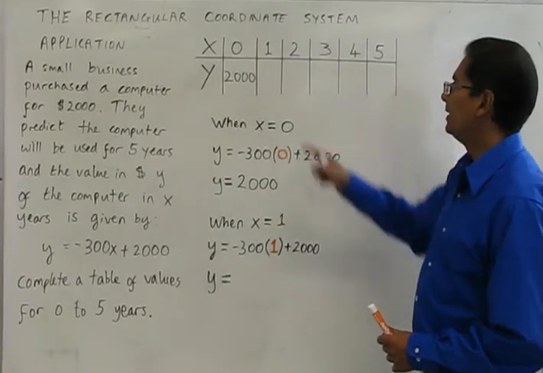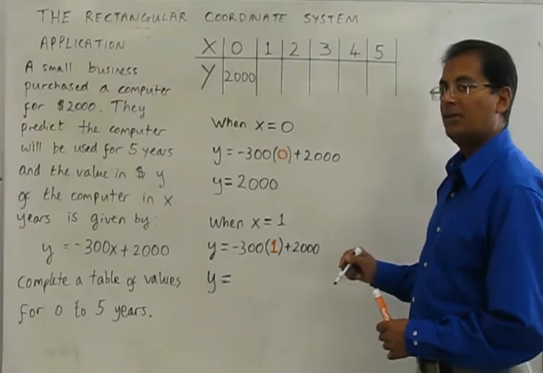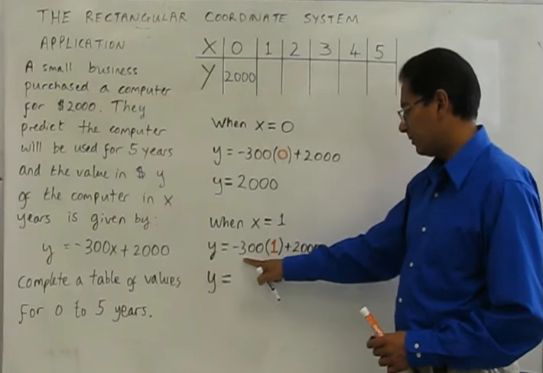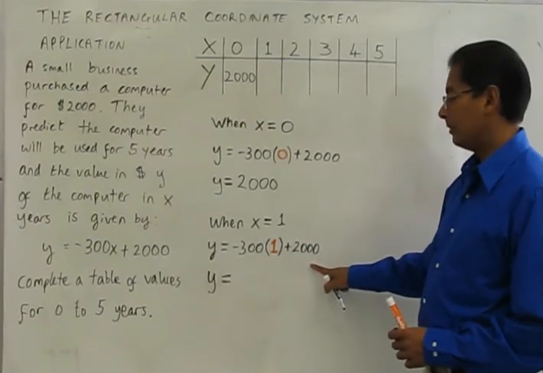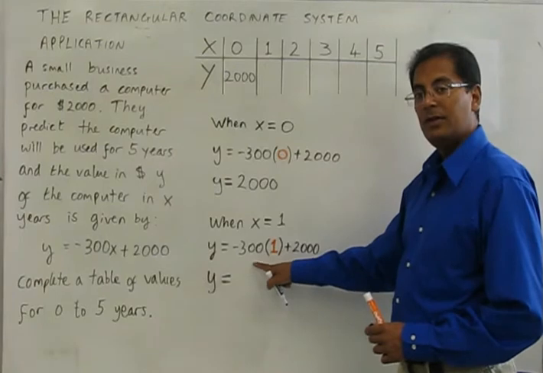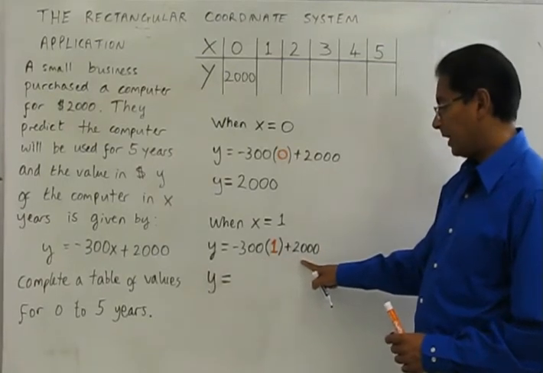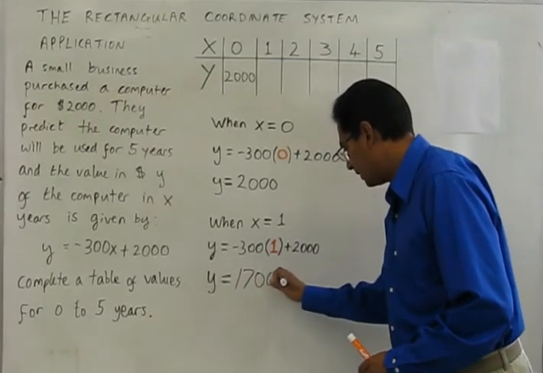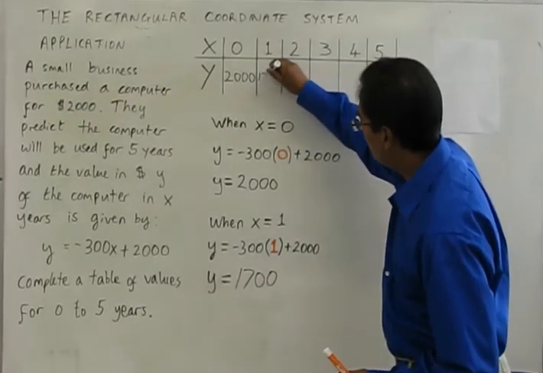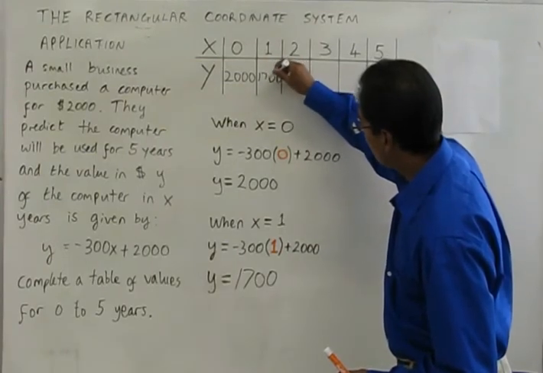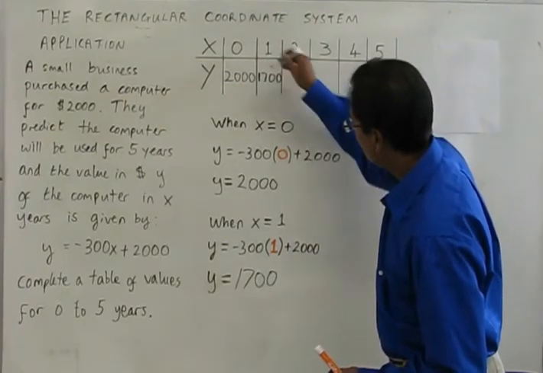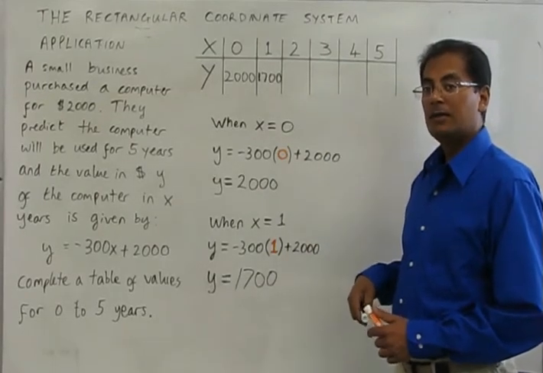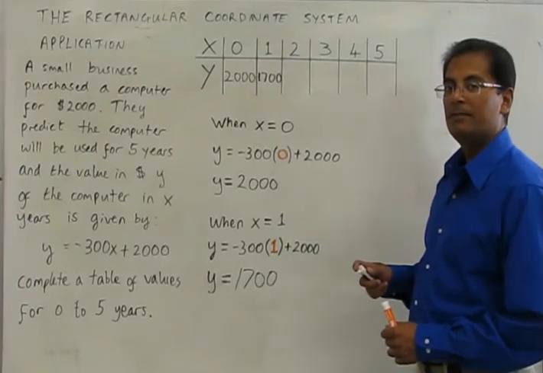Okay, so similarly now if X is 1, that's 1 year out from now. If X is 1, the value is going to be Y equals negative 300 times 1 plus 2,000. Well, negative 300 times 1 is negative 300, plus 2,000 gives us $1,700. So the value in 1 year will be $1,700. So we can see what's happening. It's actually going down by 300 every year. And we can continue to fill out this table.